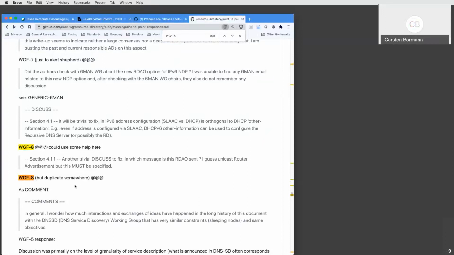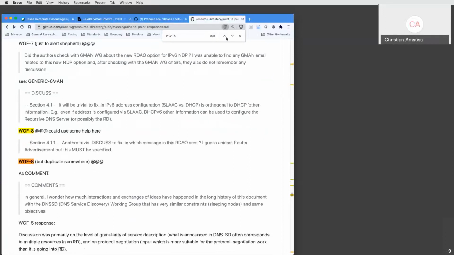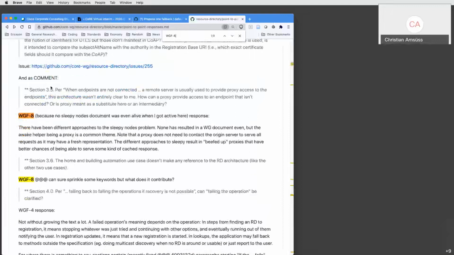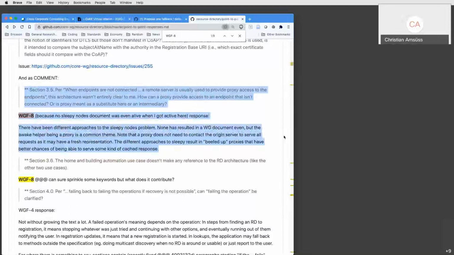So the next one we already had. So wrap around, please. Yeah, sleepy nodes. Sleepy nodes have been around basically since before I really actively joined the group, so I don't know what the plan is here. We are referencing sleepy nodes in the introduction, but we don't have any still up-to-date document to reference.